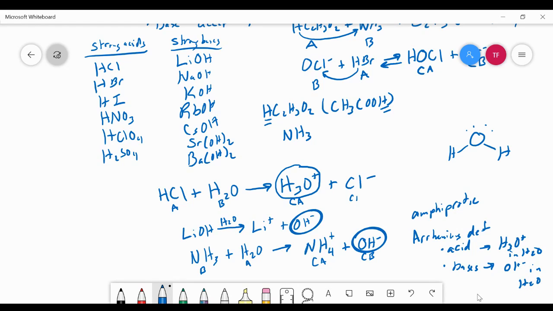So that is where I'm going to stop for now. That's a really brief introduction, but those are the highlights of acids and bases as an introduction. So good luck.